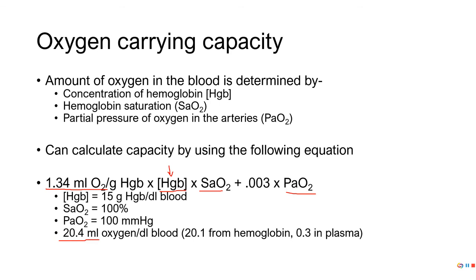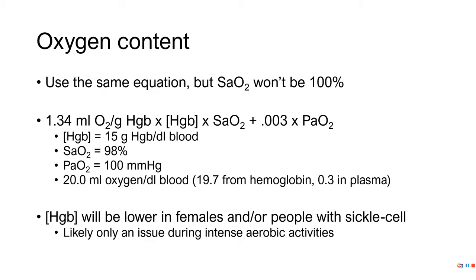Now, if I want to know actual oxygen content, I use the exact same equation. The only thing that's different is saturation. So in this case, let's just say my saturation is 98%. This goes from 20.1 to 19.7. That 0.3 is not going to change, and so our oxygen content is 20 milliliters of oxygen per deciliter of blood.